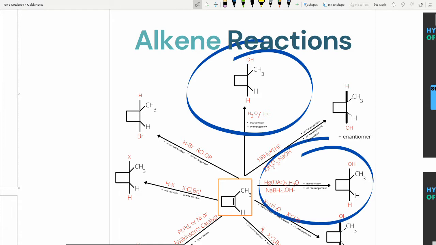So if we go through the acid-catalyzed hydration, we have water and an acid catalyst. The first step is the protonation of the double bond by the acid and then the formation of the carbocation. Now, because we form a carbocation, rearrangement can occur. The second step is water attacking the carbocation, and then the last step is the deprotonation of the water to give an alcohol on the more substituted carbon.